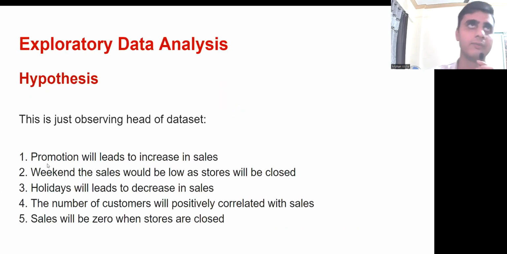Exploratory data analysis, hypothesis. We come up with some hypotheses by just observing the dataset. Promotion: the promotion leads to an increase in sales. Weekends: the sales would be low as stores will be closed. Holidays will lead to a decrease in sales. The number of customers will be positively correlated with sales. Sales will be 0 when stores are closed.